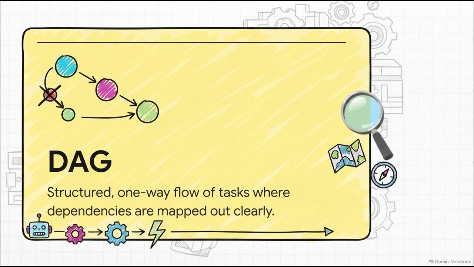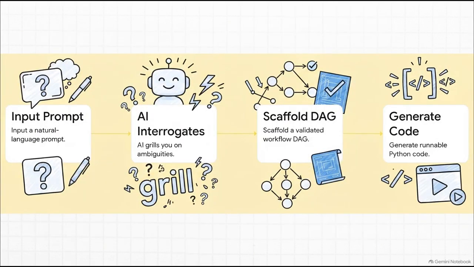So the main thing to grasp here is that a DAG is basically your fail-safe map. It creates a highly structured one-way flow of tasks. Because your dependencies are mapped out so clearly, it literally guarantees that your AI agents execute their steps in the exact, validated order you want them to. They absolutely cannot get stuck in infinite loops, and they can't skip crucial steps. It's brilliant. But how do you actually build this DAG without spending weeks writing out technical specs?